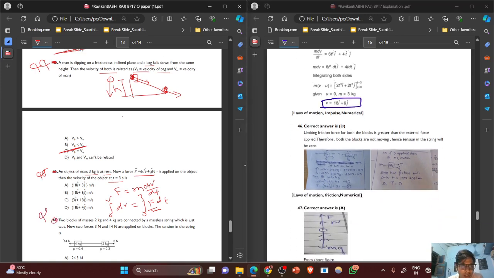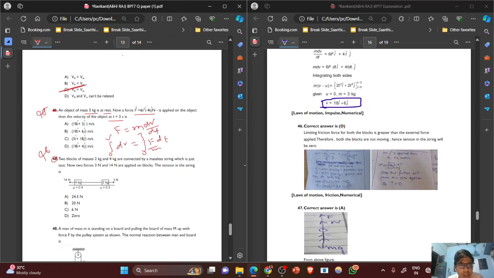Question number 46. Two blocks, 2 kg and this, are connected by a massless string. Now forces of 3 Newton and 40 Newton are applied on the blocks. The tension in the string is asked. Let's suppose the tension is T here, and you need to calculate it. Again, it's a simple Newton's laws equation question.